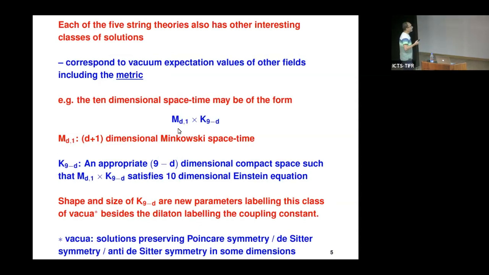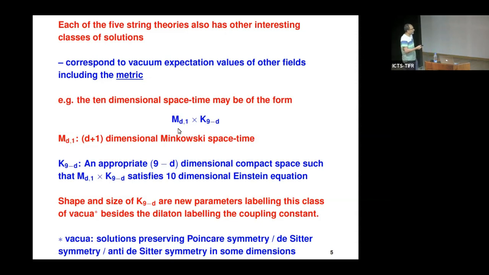Now, each of these 5 string theories also has other interesting classes of solutions, besides the 10-dimensional solutions we described. And these correspond to vacuum expectation values of other fields that the theory has, including the metric. For example, the 10-dimensional space-time may be of the form of a product space, where it's a d plus 1-dimensional Minkowski space-time and a 9 minus d-dimensional compact space. So the total dimension, of course, adds up to 10, as you can see: 9 minus d plus d plus 1. But of course, you cannot choose this compact space in any way you like. You have to make sure that this product space satisfies the 10-dimensional Einstein's equation, because that's what string theory leads to.